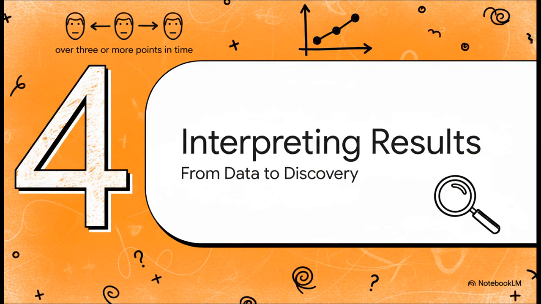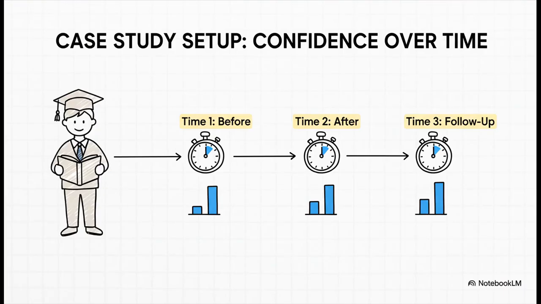All right, that was a lot of theory. Enough theory. Let's get practical and see how this actually works with a real example, turning raw data into a genuine discovery. So let's imagine a researcher. She wants to know if a psychotherapy program actually boosts student confidence. So she measures the confidence of 30 students at 3 different times: before the program even starts, right after it ends, and then again 3 months later as a follow-up. This is a perfect, classic repeated measures design.